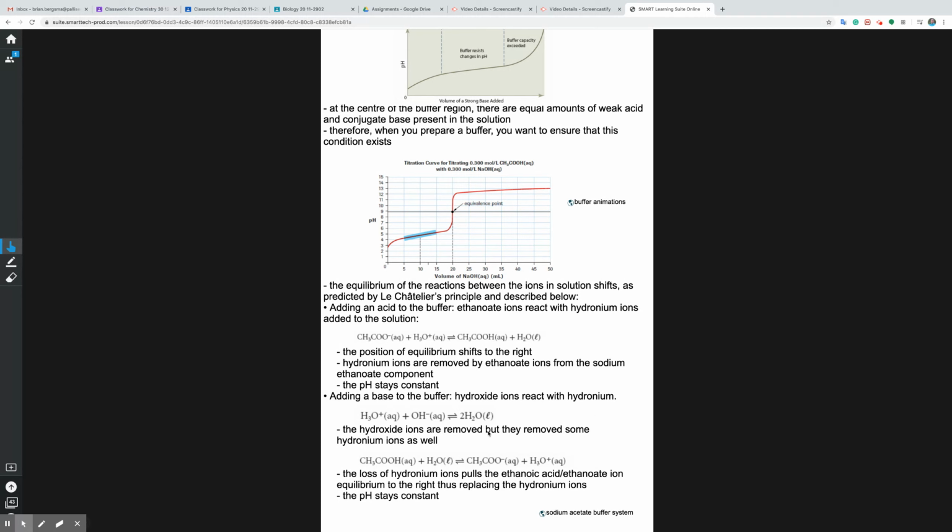then the hydroxide ions are removed, but they remove some of the hydronium as well and produce water. And so it stays neutral. Then with this last one, the loss of hydronium ions pulls the acetic acid, and it causes the other reaction to occur. So again, the pH is staying constant. Because we have all these entities, depending on what we're adding and what it's reacting with, it's going to cause the shift based on Le Chatelier's principle.